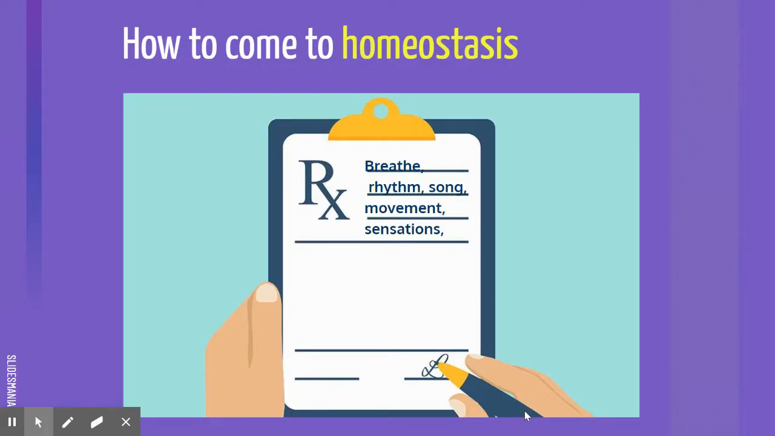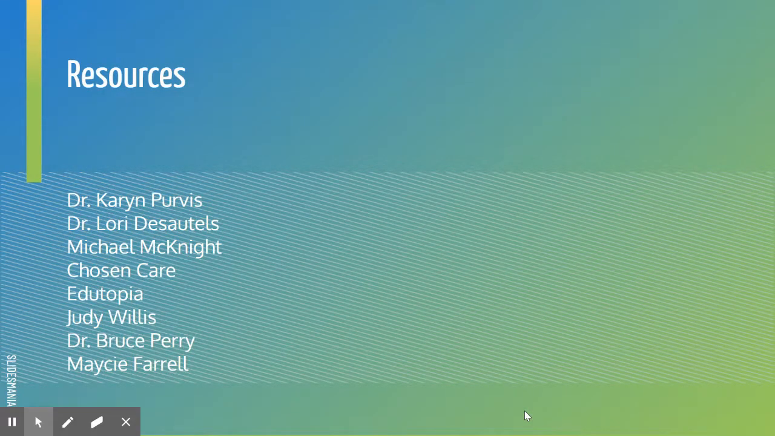All right, so your prescription for how to come to homeostasis, how to come home to the TSC are featured on the screen now. Breathe, rhythm, song or movement, and sensations. So we thought we'd put a prescription up for you so you can help remember that those are the keys to helping you come home to the TSC. Here are some of the resources from our time together today, but of course there are many more. Be sure to visit our neuro website and or that reentry plan as I've mentioned.